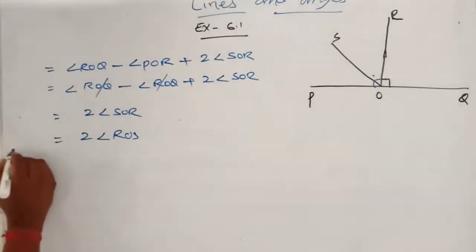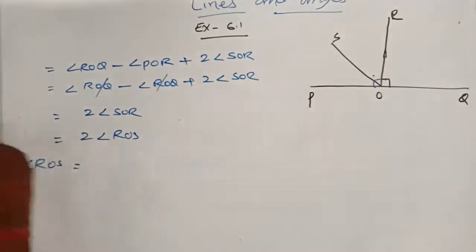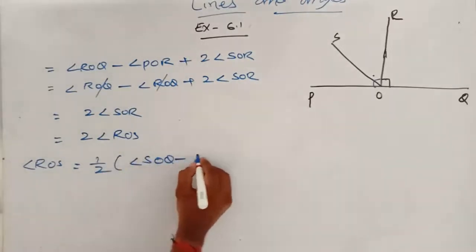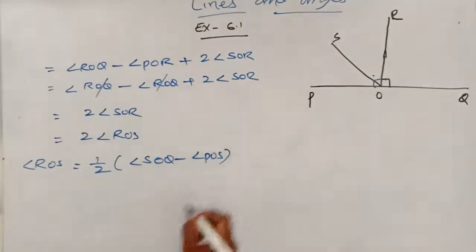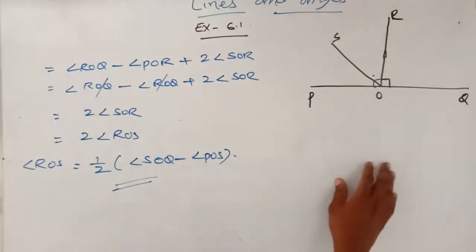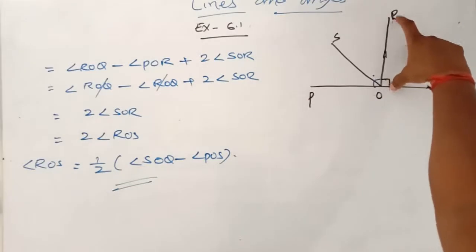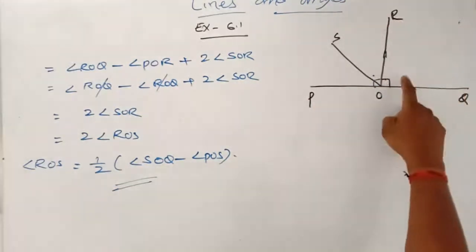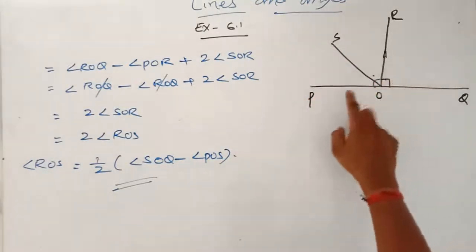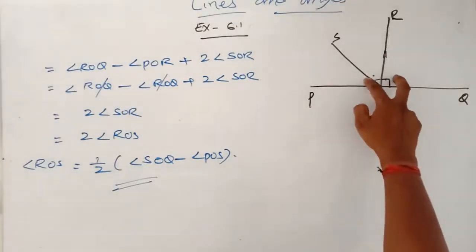So that is equal to angle ROS is equal to, taking this term to the left side, that will be 1/2 of angle SOQ minus angle POS. So this is what we need to prove. See here I am taking PQ as a line and OR is perpendicular to the line PQ. That means if it is perpendicular it will be 90 degrees, and OS is a ray. So by the figure we can say that angle POR and angle ROQ are equal to 90 degrees.